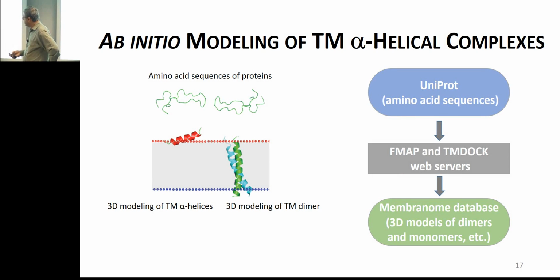So what we do here, basically, we can take an amino acid sequence, not a structure, from UniProt or from other sources, and run it through our HealthMap and 10doc web servers or programs, which do modeling of individual alpha helices or alpha helical dimers. And the result of this modeling we put into our Membranome database, which includes three-dimensional models of dimers and monomers and so on.